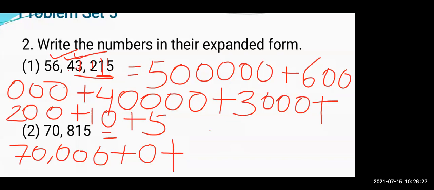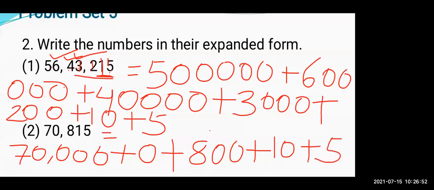Now next number is 8. After 8, how many numbers are there? 2 numbers. So we will put 0 two times. And what is the place value of 8? It is in the place of 100. So 8 into 100 will become 800, plus 1 as it is. After that there is only one number, we will put 0. So it will become 10. And plus, last 5 is remaining. So 5 is in the place of unit. So 5 ones are 5 only. So here in this way you are going to solve the expanded form.